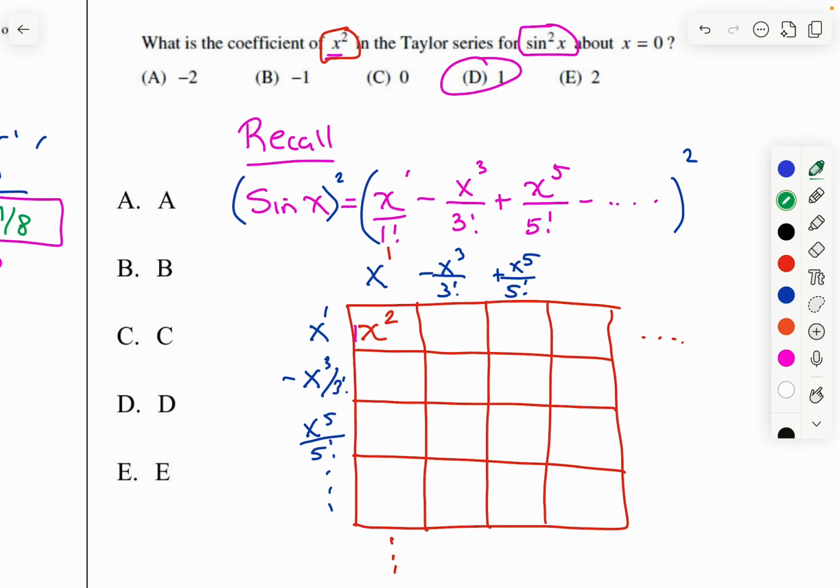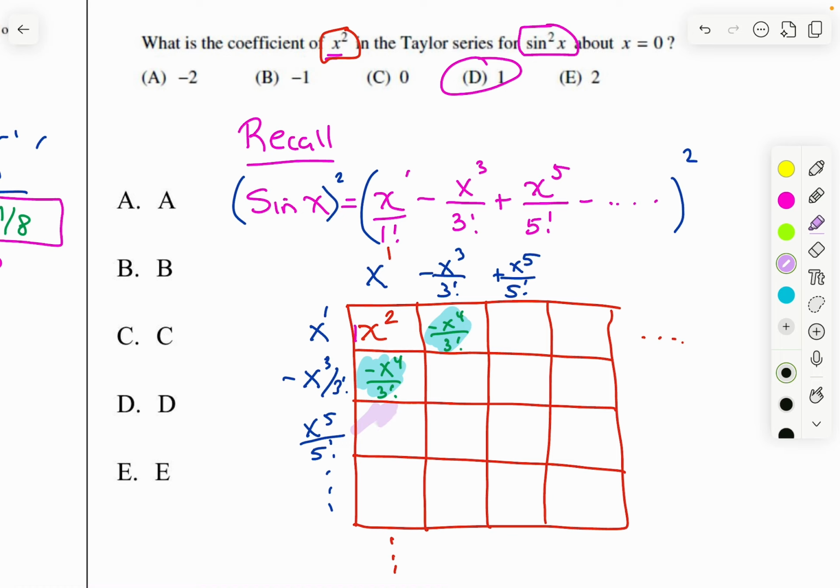But just while we're here, if it asks for the coefficient of the x cubed or the x to the fourth term, it would come from these two diagonal boxes. This box, for instance, would be negative x to the fourth over 3 factorial. This would be negative x to the fourth over 3 factorial. So if it asks for the coefficient of the x to the fourth term, it would be negative 2 over 3 factorial, which is negative a third, etc.